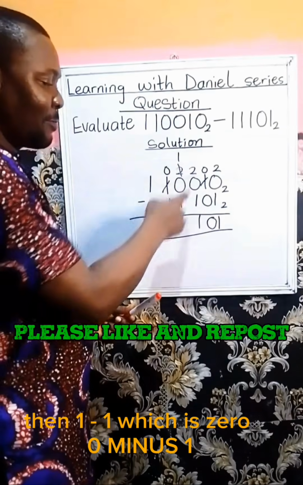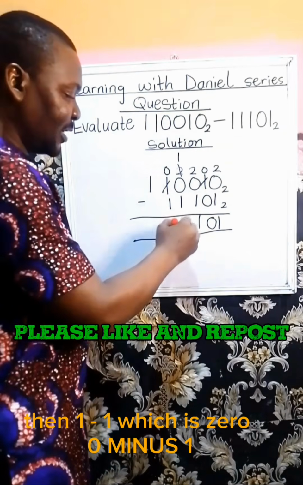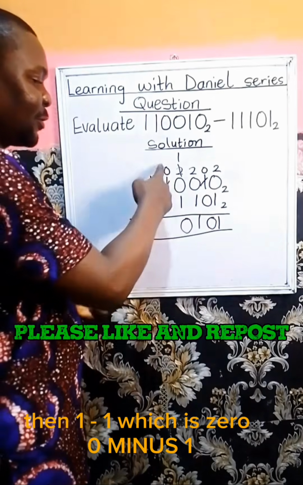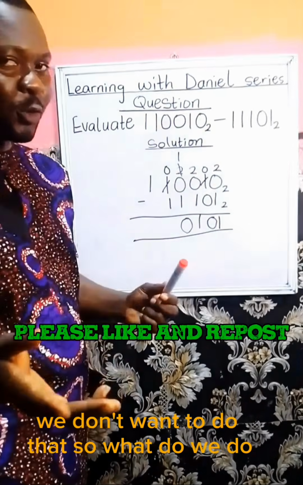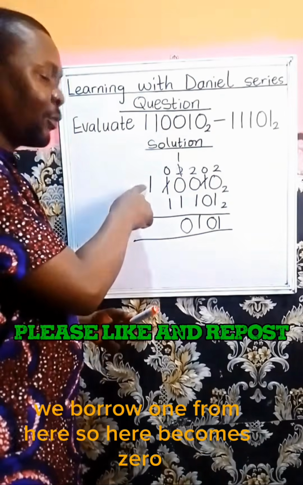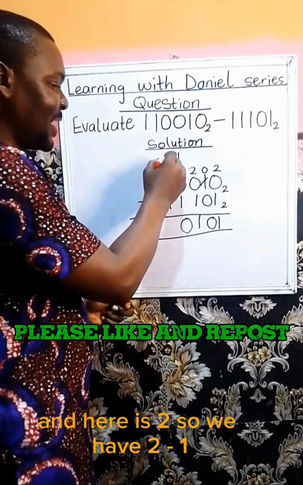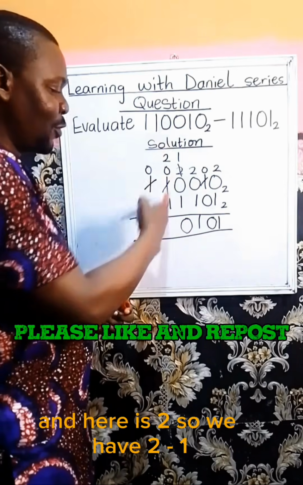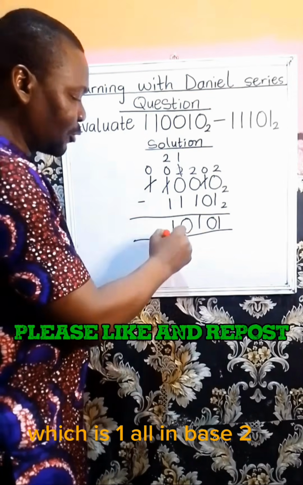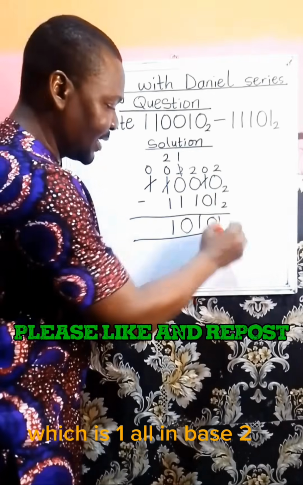Then 1 minus 1, which is 0. 0 minus 1, we don't want to do that. So what do? We borrow 1 from here. So here becomes 0 and here is 2. So we have 2 minus 1, which is 1, all in base 2.